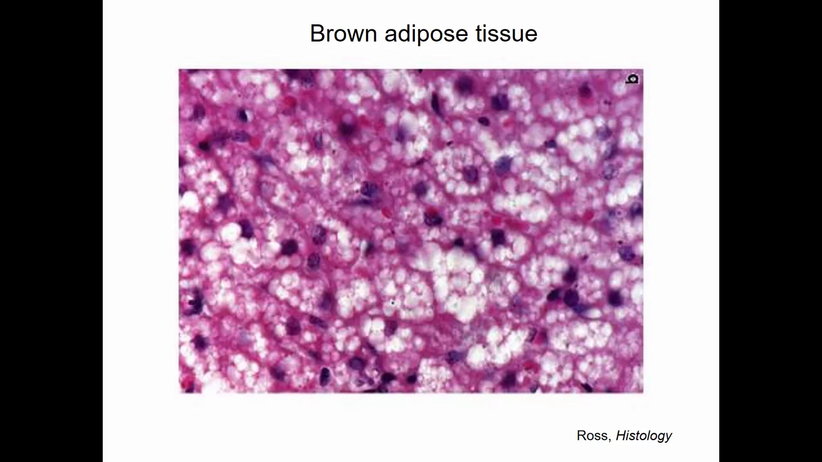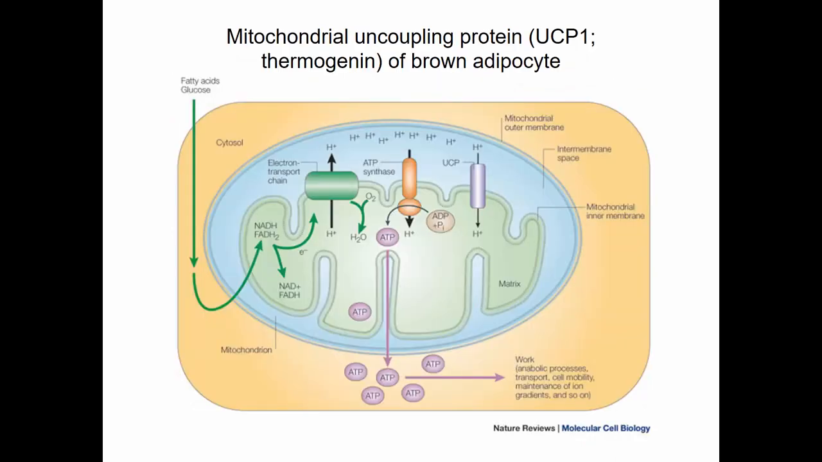And the other thing about brown adipose is that it has the highest number of mitochondria of any cell in the body. It's very abundant in mitochondria. But the mitochondria are unusual in that they make a protein that is not present in any other cell in the body. And that protein is called uncoupling protein 1 or thermogenin. It's synonymous.